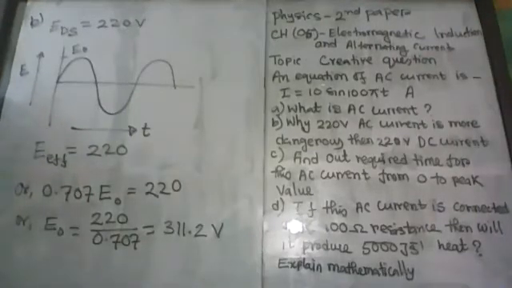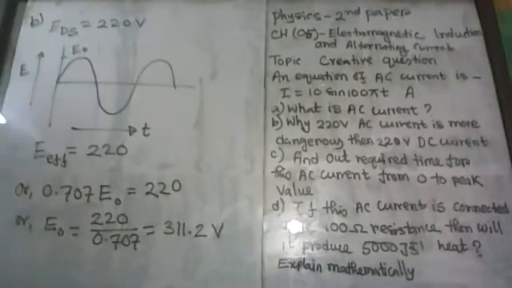In other words, 220 volt AC current is more dangerous than 220 volt DC current. I repeat, boys and girls, 220 volt AC current is more dangerous than 220 volt DC current. So on the basis of this lecture, I think you can explain question number B. This is a very important question of this chapter.